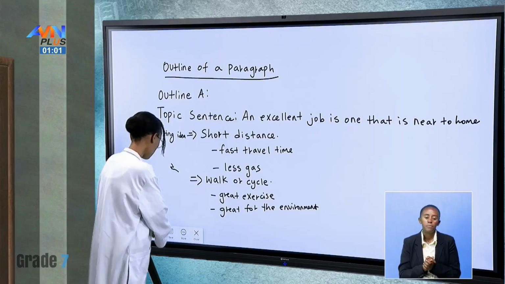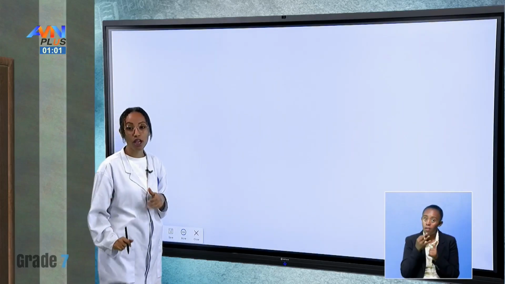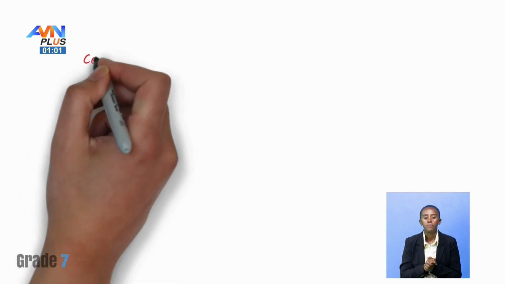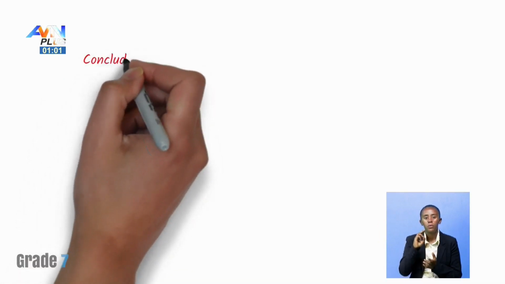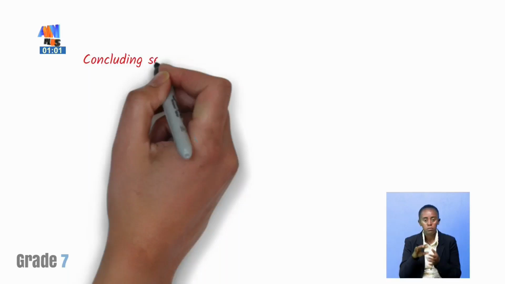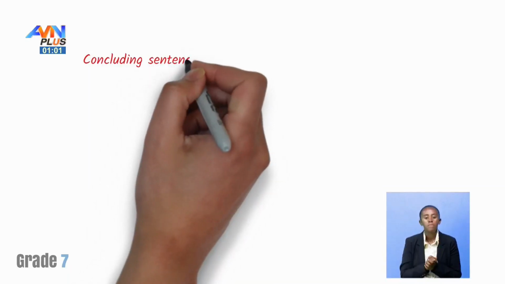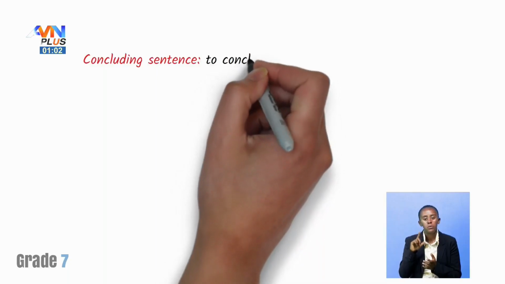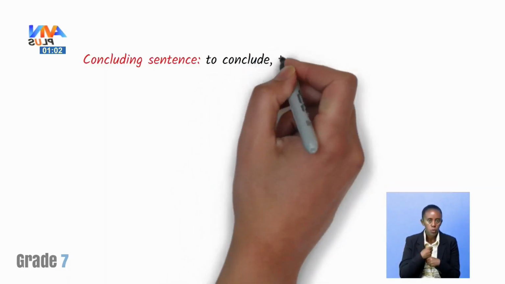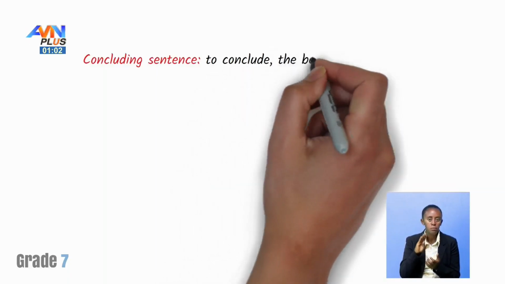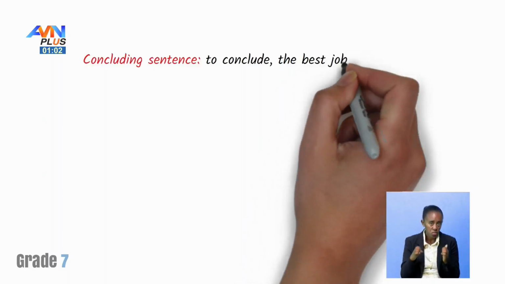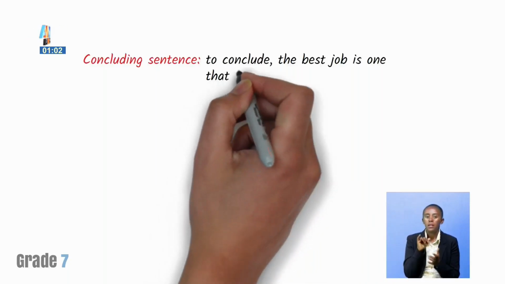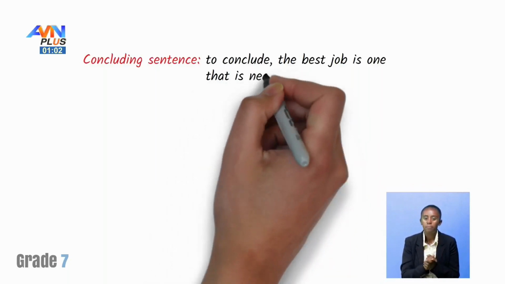Finally, you're going to have a concluding sentence in your outline. To conclude, the best job is one that is near your home.